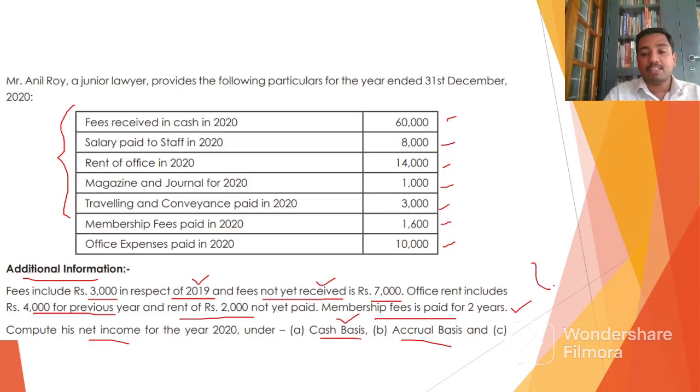So if it is cash basis, definitely these items could not be included. Only these table items can be included. So you can see fee received, that is a receipt, so this should be added. Salary paid, that is a payment, it should be deducted. Office rent paid, it should be deducted. Magazine fee, it should be deducted. Traveling and conveyance paid, deducted. Membership fee paid, deducted. Office expenses paid, deducted. So from 60,000, the total of these is to be deducted, then that becomes the cash basis.